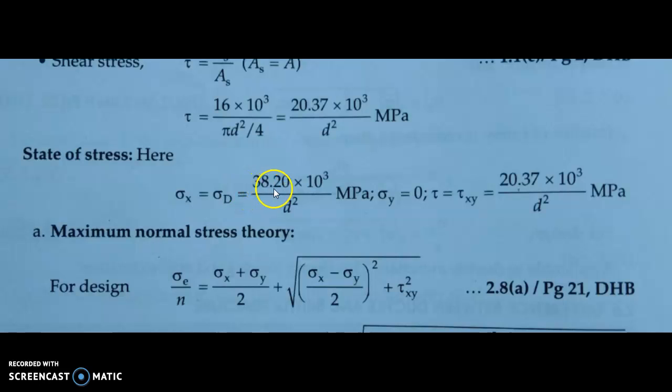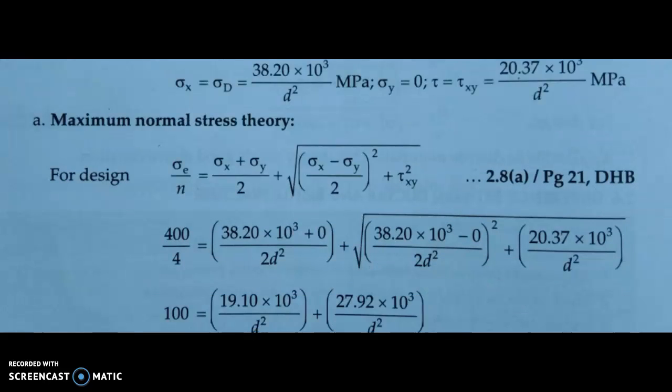Sigma d is equal to 38.2 into 10 raised to 3 divided by d square. And there is only one directional stress, that is unidirectional stress. There is no sigma y value. Therefore consider sigma y is equal to 0. And we calculated the value of tau, shear stress, that is equal to tau xy, that is 20.37 into 10 raised to 3 divided by d square. Then we can use each theory to find the value of d.